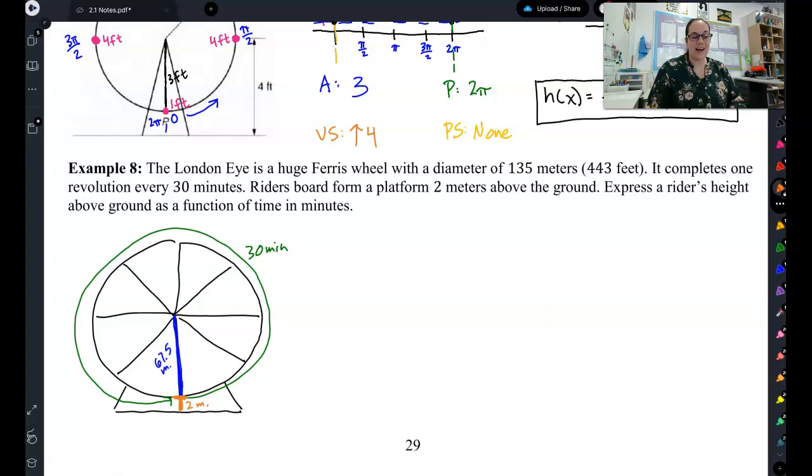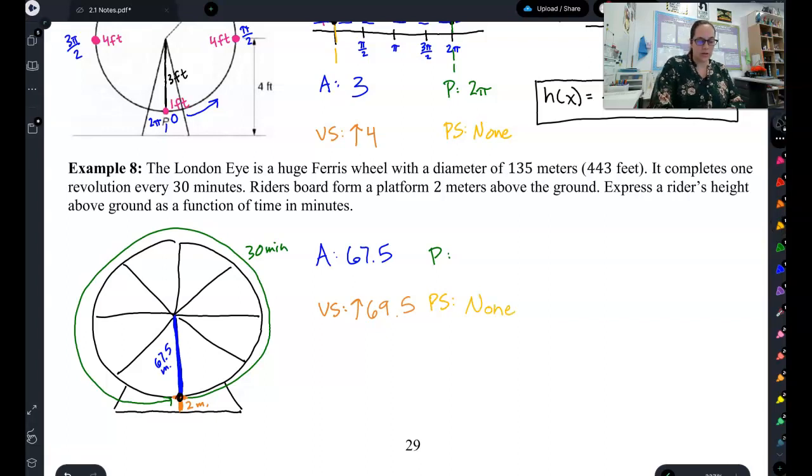We want to express a rider's height above ground as a function of time in minutes. So we have amplitude, vertical shift, period, and phase shift. And then we're going to turn all of that into an equation. So like we noticed last time, the amplitude is the same thing as the radius, which in this case is 67.5. We also noticed that the vertical shift is how far the center is off the ground. So 67.5 plus 2 gives me a vertical shift of up 69.5. Now, phase shift, we will have none because we get to pick our starting point. So we're going to pick our starting point to be right there.